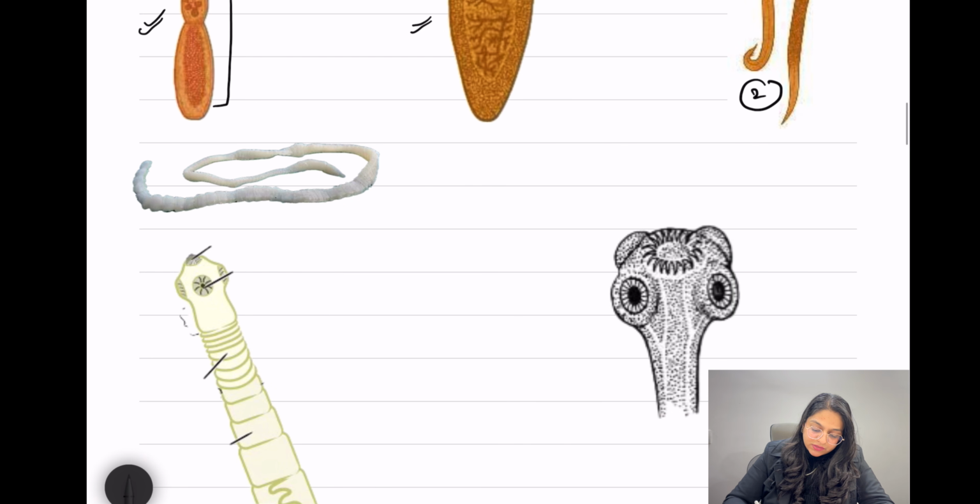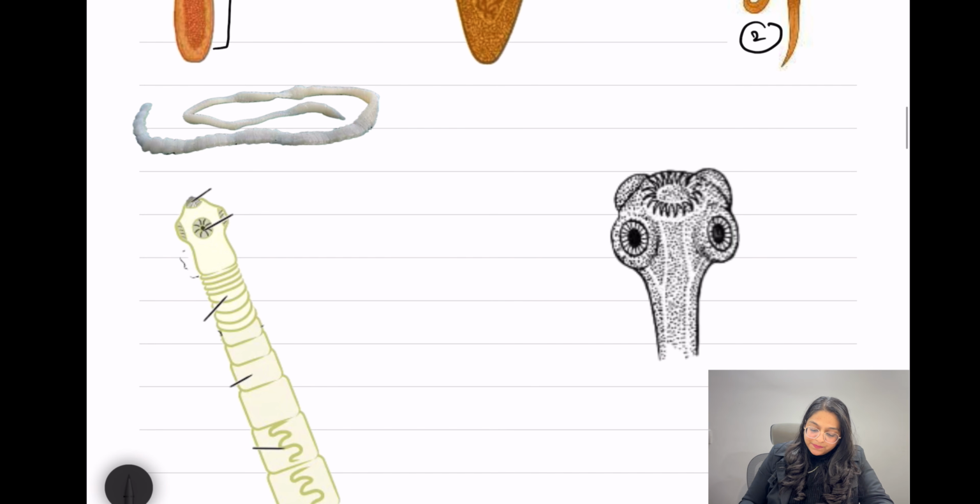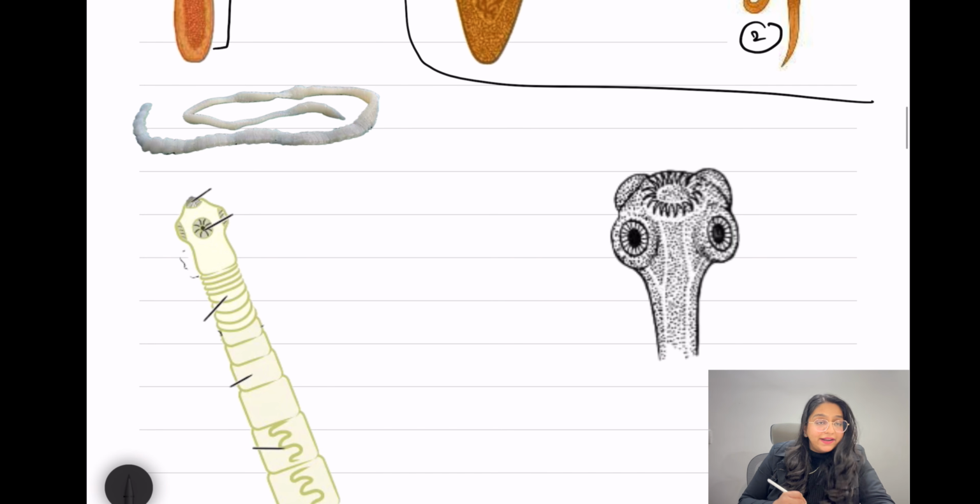Now this will help you remember. First, look at the cestodes. You can see this tapeworm right here. One thing I can tell is that it is tape-like. What is the other thing I can see from here? That it is segmented.